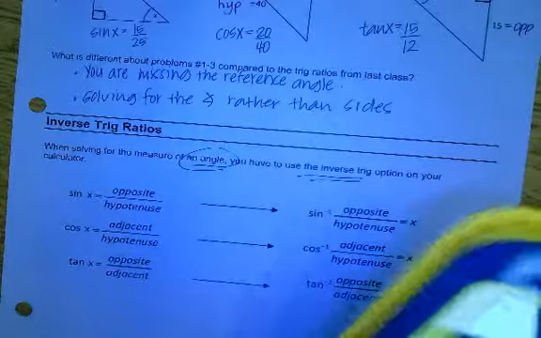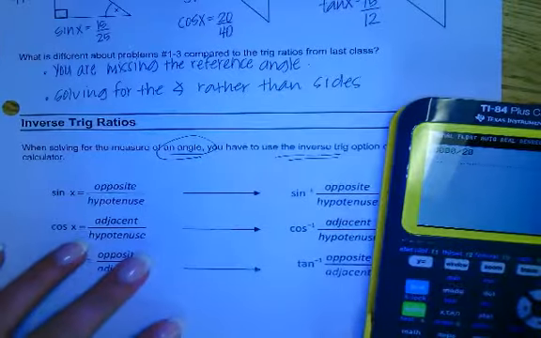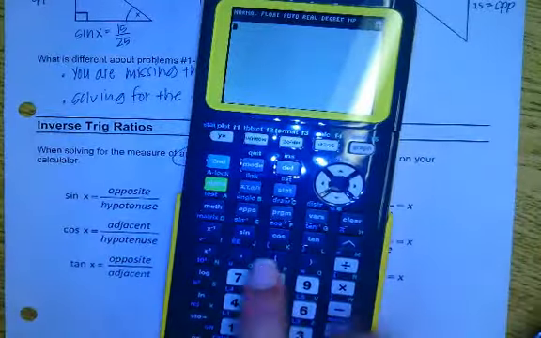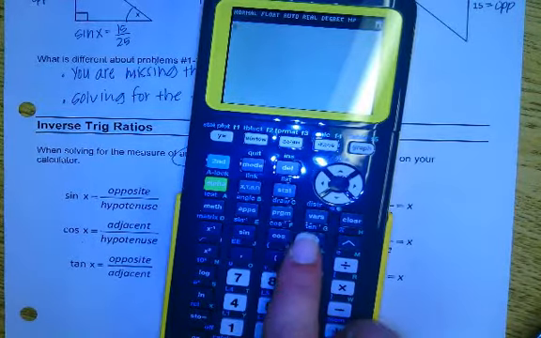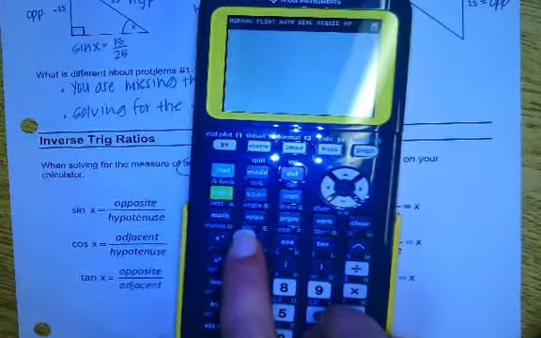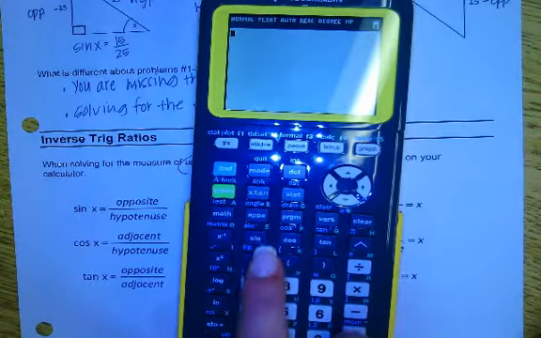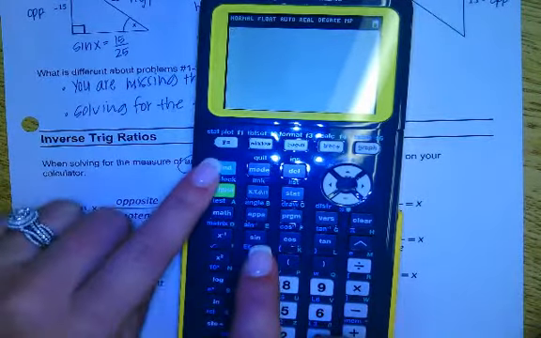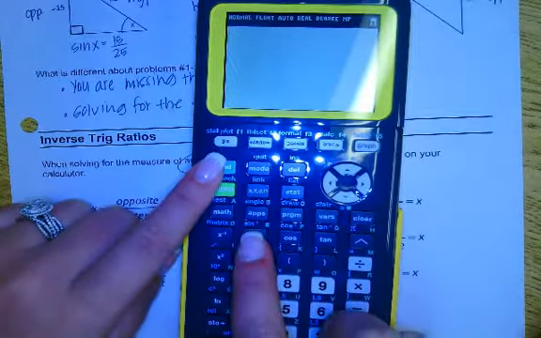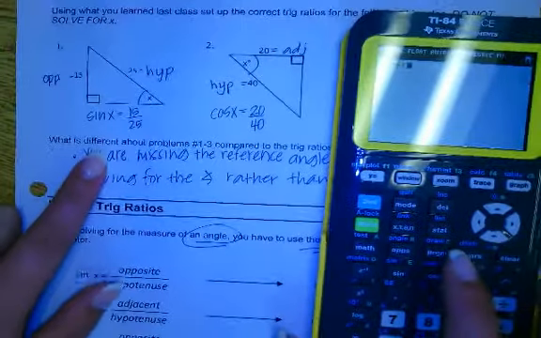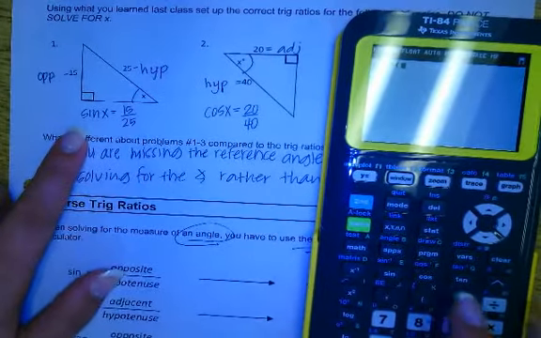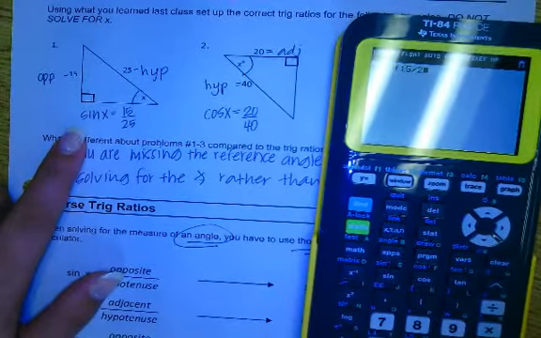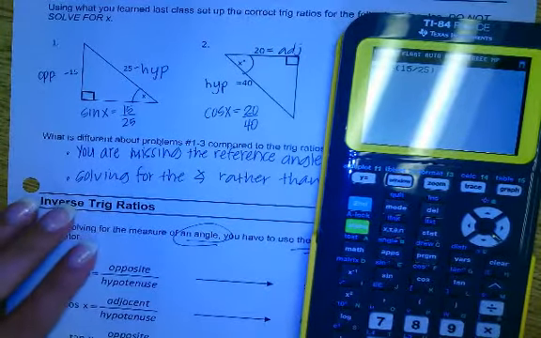So with your little calculator, inverse trig functions are located on the same buttons, except they're the baby blue ones above it. To get to those inverse trig buttons, you press second and then sine. For example, number 1, when I press second sine, I get inverse sine, and I'm going 15 over 25, and that's going to tell me what that angle measure was.